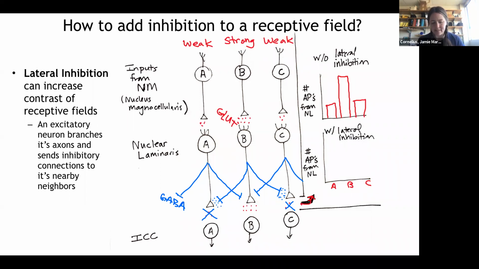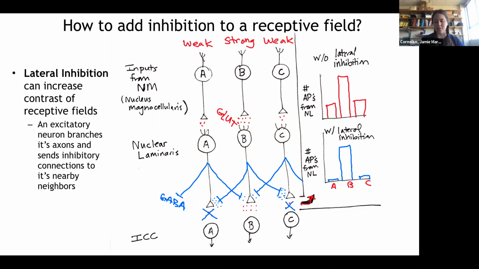Keep in mind that the weak signals traveling down the A and the C labeled lines are going to also release some GABA because they have a few action potentials happening, but it's not going to be enough to counteract the frequent and higher stimulation of the B labeled line that's being strongly activated. And so the net output then is that you have low or no excitation of these weakly stimulated labeled lines, whereas you still have excitation coming out of B.